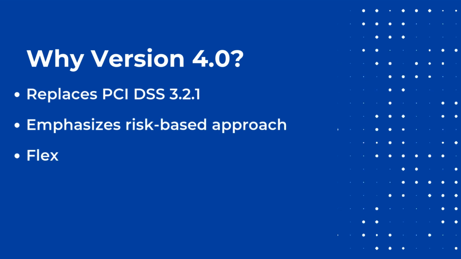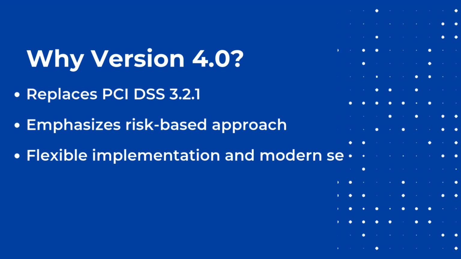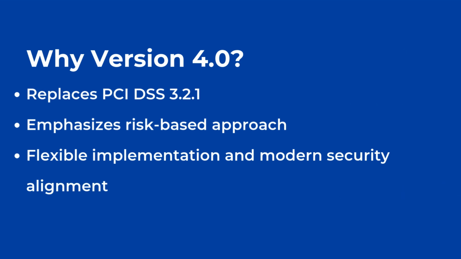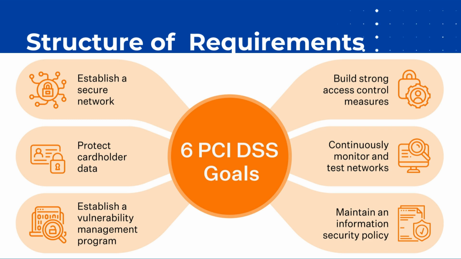The update introduces a more flexible, risk-based approach to security and aligns better with modern technologies, like cloud environments, multi-factor authentication, and continuous monitoring. The 12 core requirements are organized into 6 control objectives. These address everything from securing systems and protecting data to access controls, vulnerability management, and creating a culture of security awareness across the business.